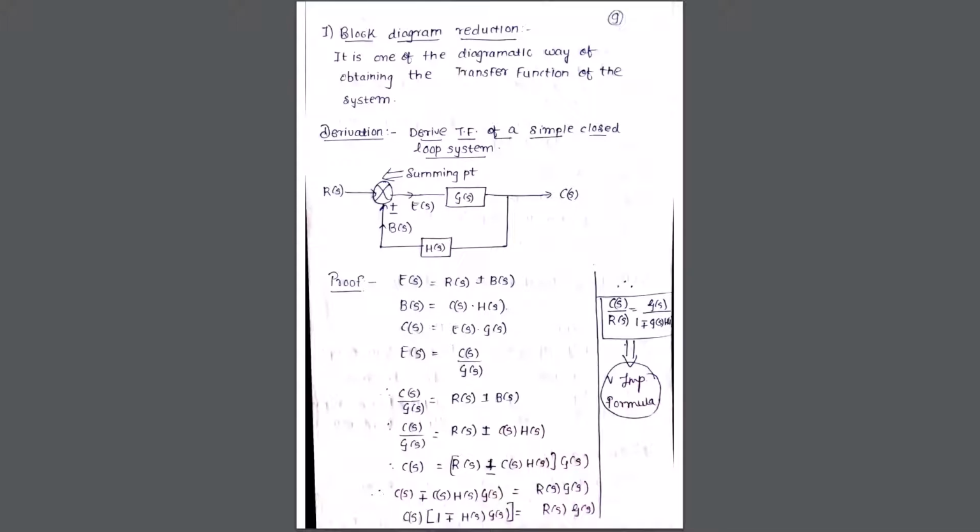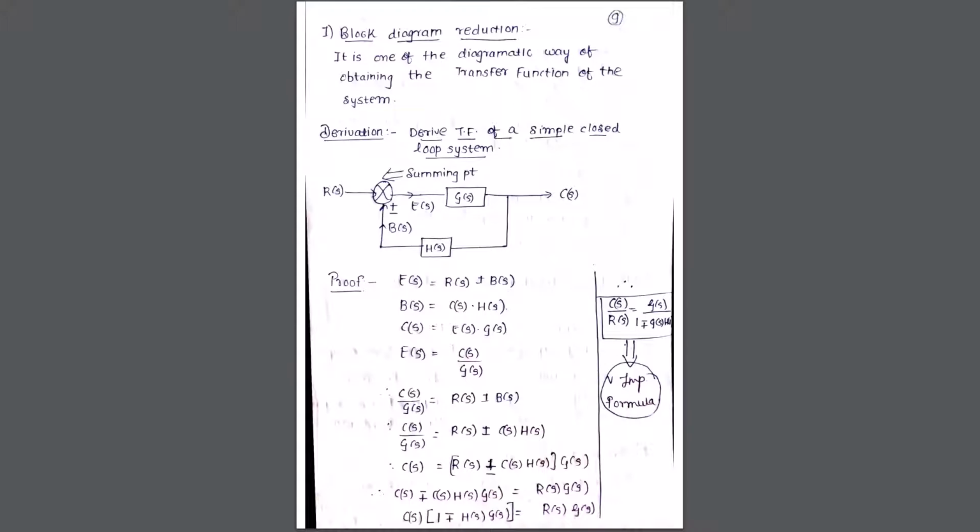Next, you have G(s), which is basically the forward transfer function. You have H(s), which is the feedback element transfer function. And the C(s), as I mentioned last time, is the Laplace transform of my controlled output c(t).